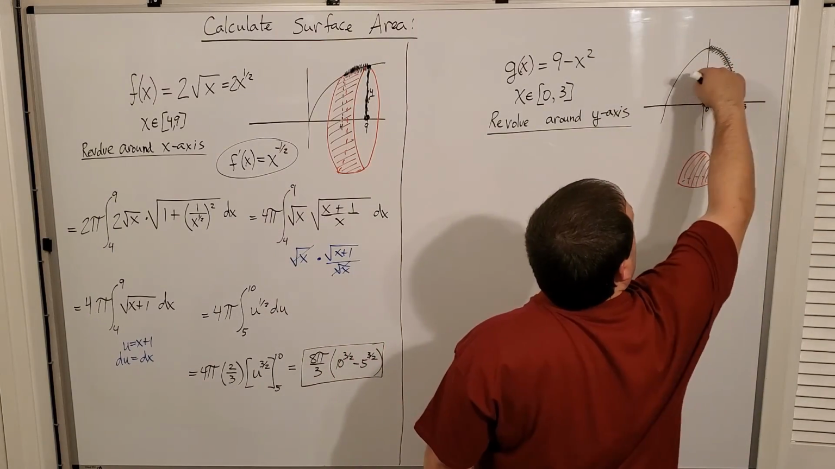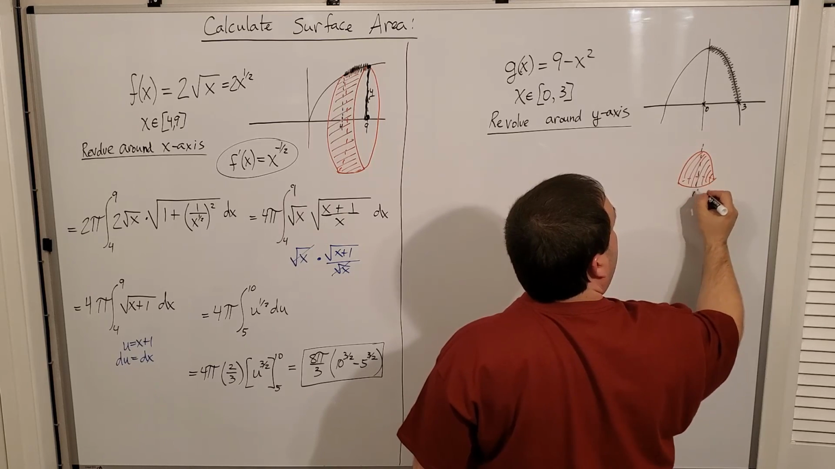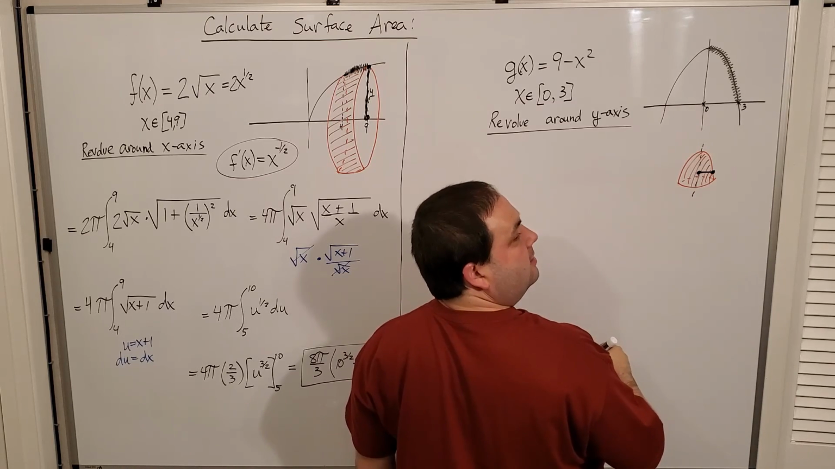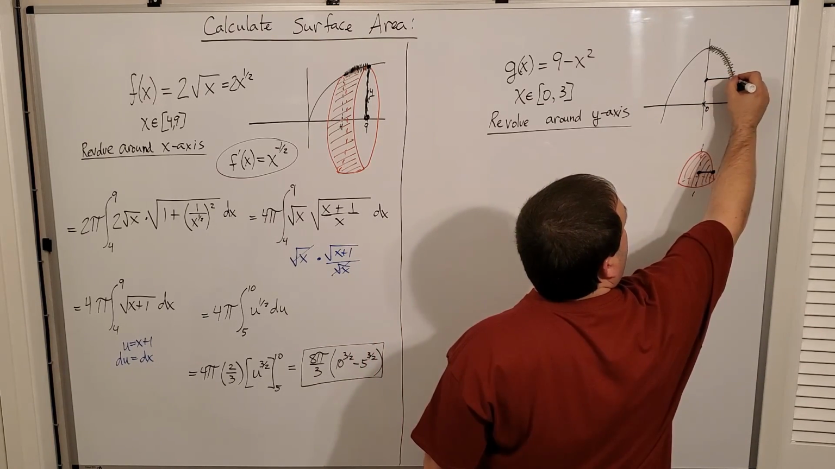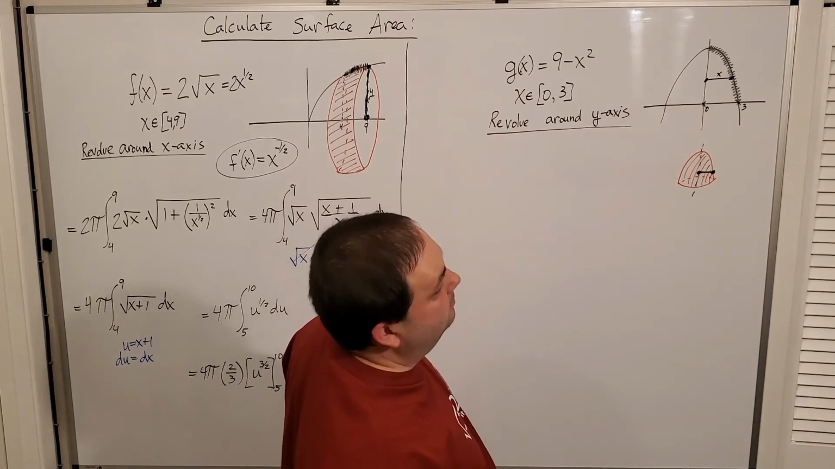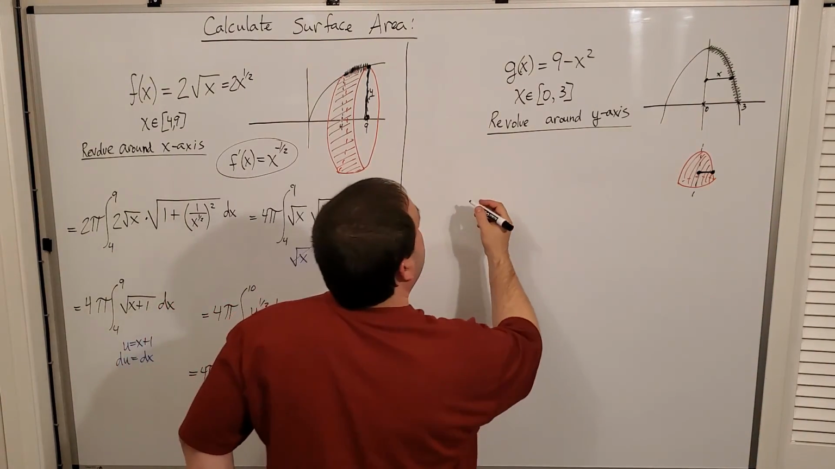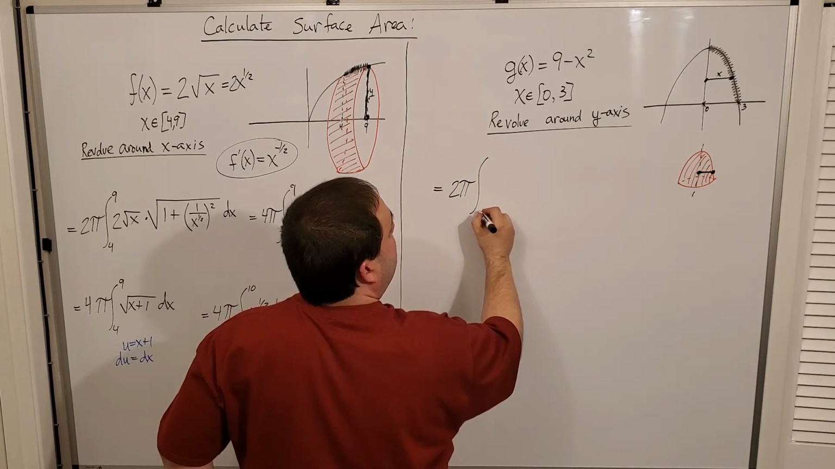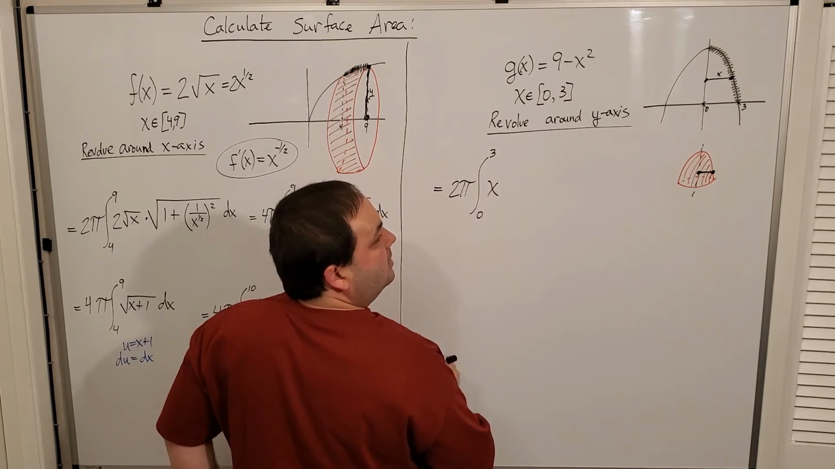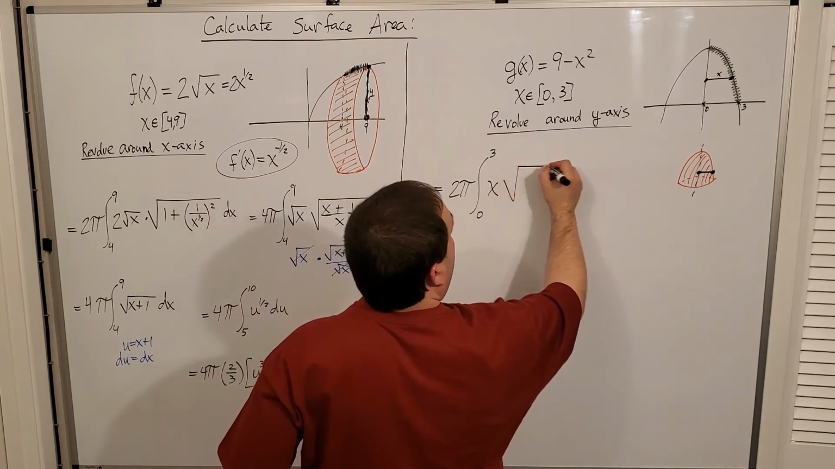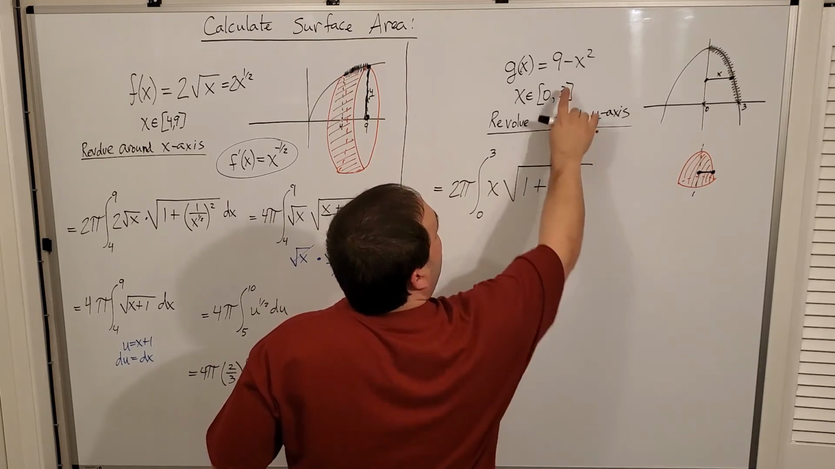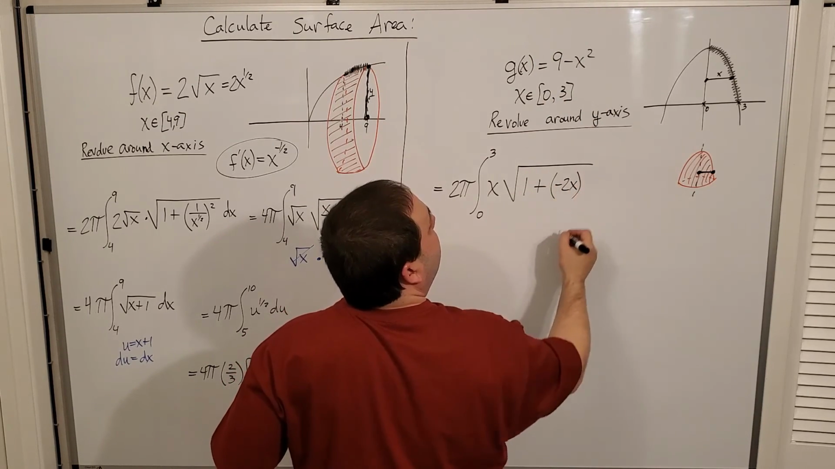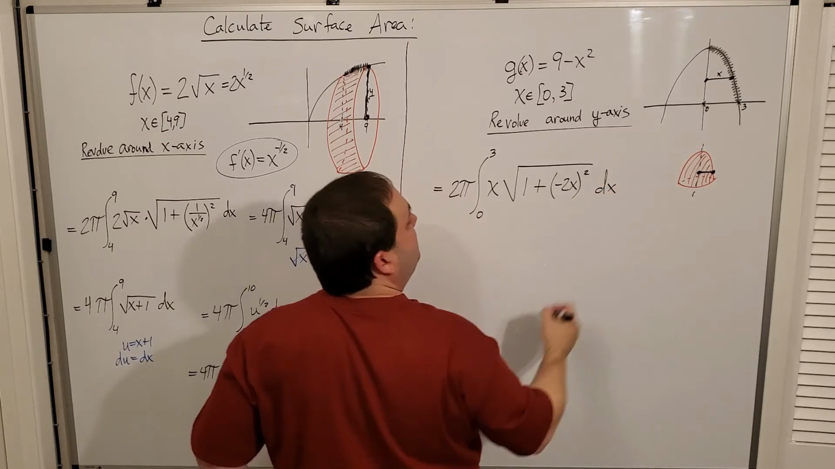Now, of course, if I'm revolving it around the y-axis, my radius is just going to be the distance from the curve to the y-axis, right? That's going to be the radius from here to here, which is just x. So let's set up our area integral here. I'm going to have 2 pi integral from 0 to 3. x is my radius. Square root of 1 plus, what's the derivative here? Negative 2x, right? Squared times dx.